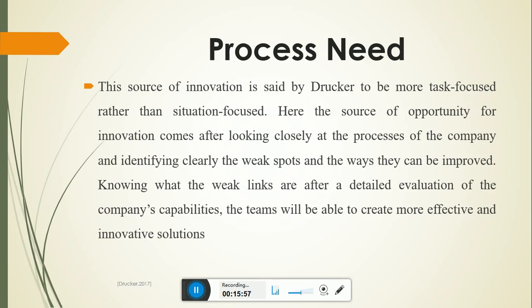So when they decide that, okay, this is a weak part, this process needs to be improved. Knowing those weak links after a detailed evaluation of the company's capability, the team will be able to create a more effective and innovative solution. So this is another innovative solution.